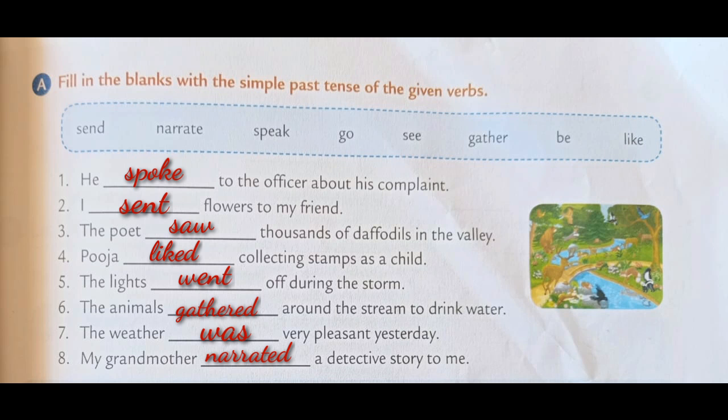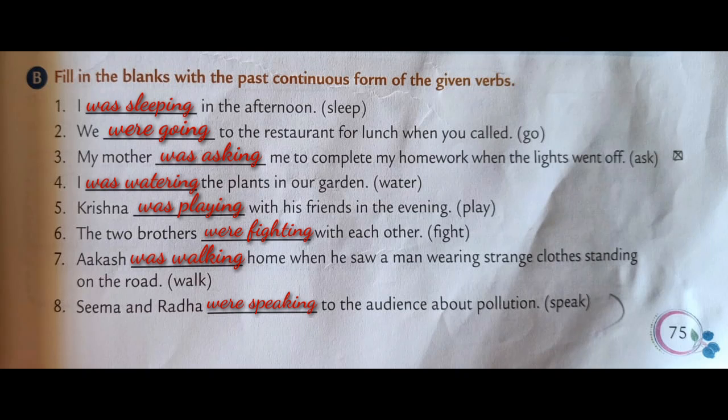Seventh one, the weather was very pleasant yesterday. Here, be changed to was. Eighth one, my grandmother narrated a detective story to me. Here, narrate changed to narrated. Then, exercise B. Fill in the blanks with the past continuous form of the given verbs.